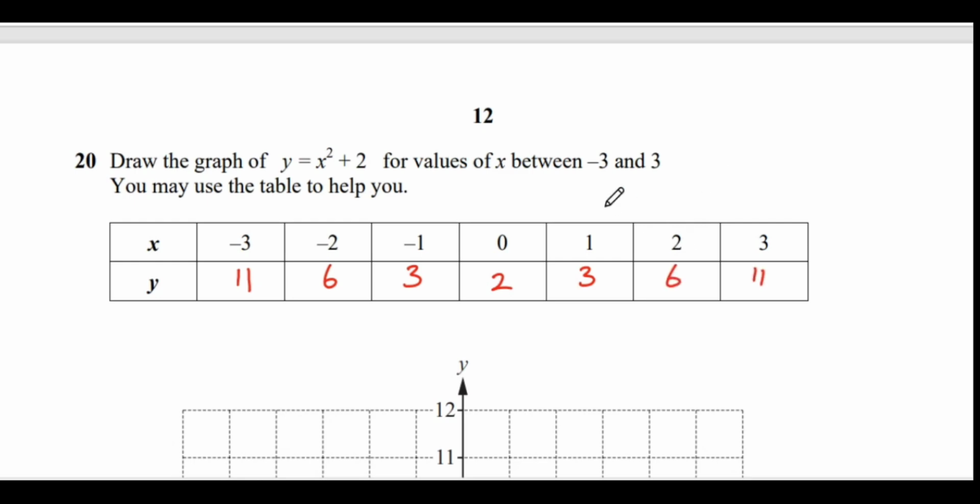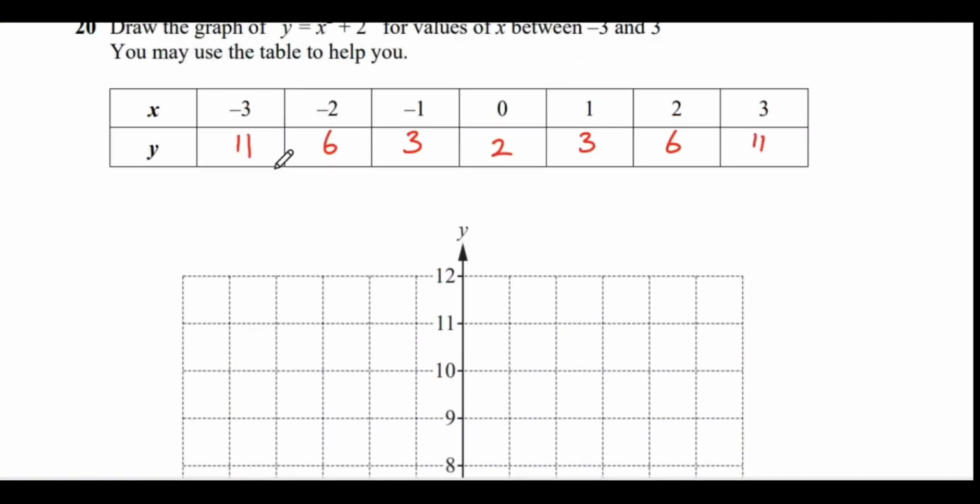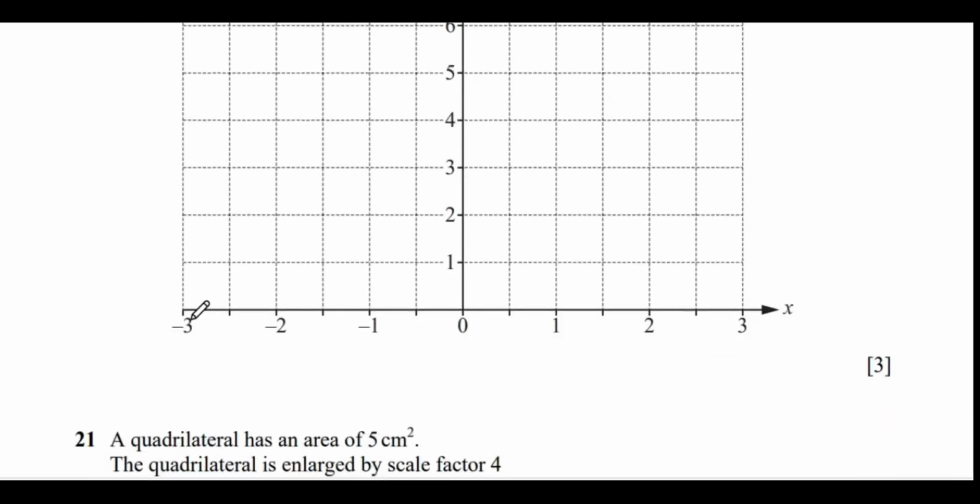With these points now, you come back here and plot all these coordinates. Minus 3 and 11: this minus 3, 11 is somewhere else. So you put your point. I'm going to minimize this so that we can be able to see.